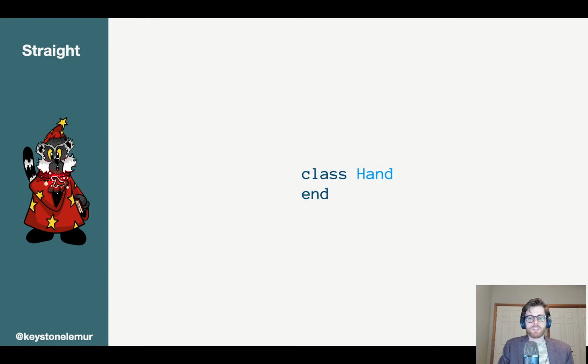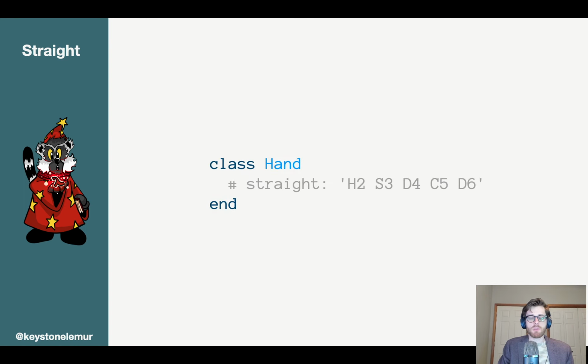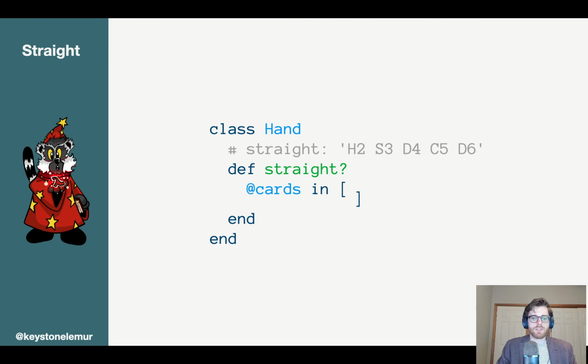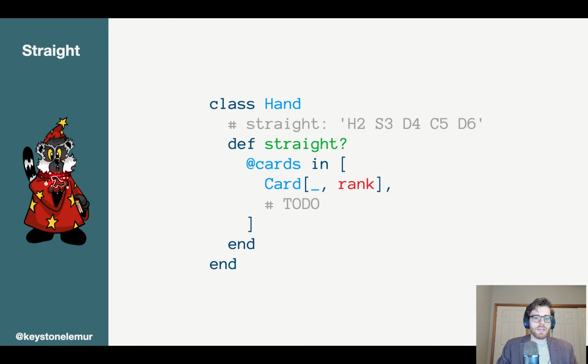Now back to our hand. Let's take an example of straight. Notice the suits are very different, making this different from a straight flush in that we have heart, spade, diamond, club, and diamond. But you'll notice 2, 3, 4, 5, 6. We're going to start by defining a straight method, and then we're going to match against the cards. Now, in the first case, we have something which is very familiar. We don't care about the suit exactly, but we do care about the rank.